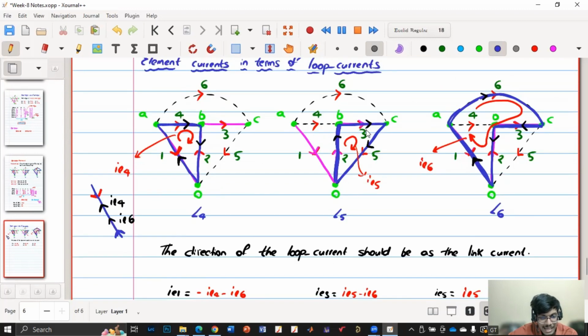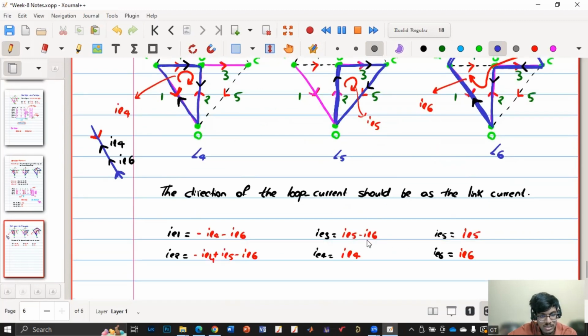Similarly, IE3. Here it is outside the loop, so there is no need of this. Here it is in the same direction, here it is in the opposite direction. So IL5 minus IL6. So is that clear, or do you have any doubts?